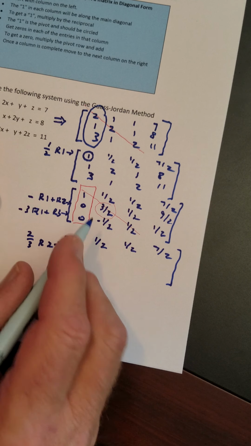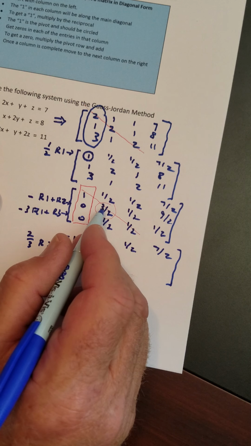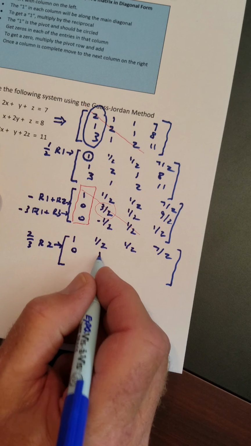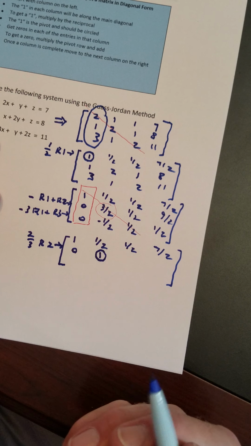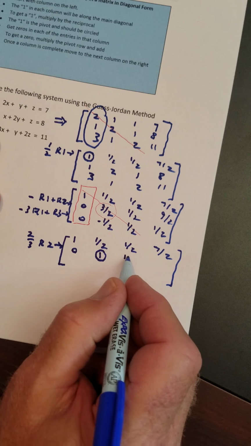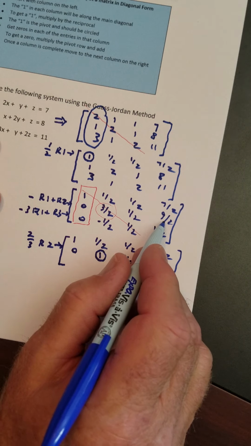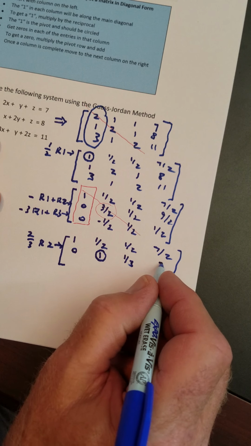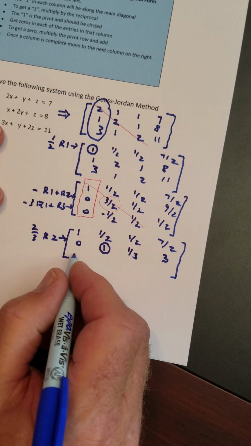So 2/3 times 0 is 0. 2/3 times 3 halves, the 3's cross out, 2's cross out, that's going to be a 1. I'm going to circle it. That becomes my pivot for the second column. 2/3 times 2, the 2's drop out, that's going to be 1/3. And then 2/3 times 9 halves, the 2's drop out, 9 over 3 is 3. And the bottom row stays the same.